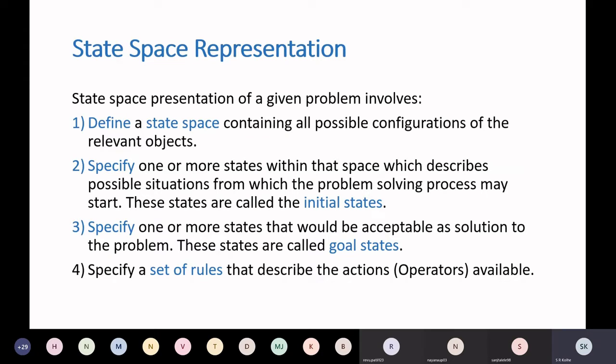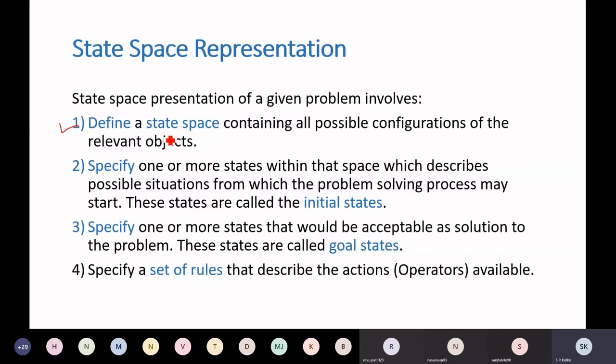So now we will discuss what is state space representation of a given problem. Whenever we have to solve a problem on the computer which requires intelligence, that problem has to be represented in computer representable form so that the system will understand, process and give you the desired output. So basically state space representation means representing your problem in computer understandable form, which involves these four things.